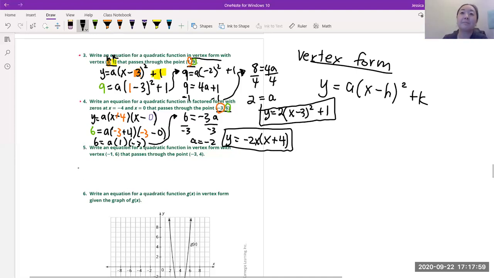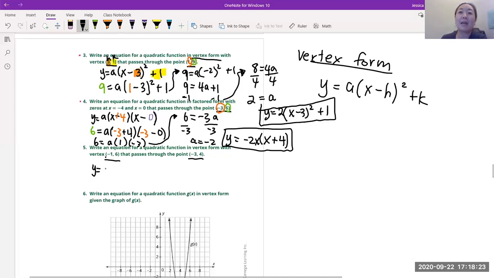All right, next one. Write an equation for a quadratic function in vertex form, telling us when we have the vertex of -1, 6 and pass through the points -3, 4. Literally, if you have not stopped us yet and you have not tried it by yourself, please do it right now. Okay, so now we're going to try this again.